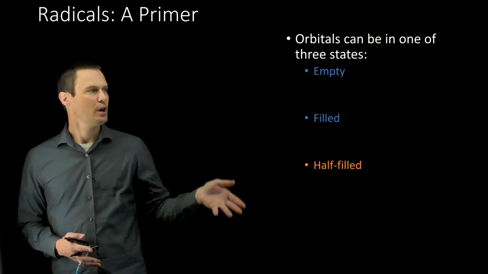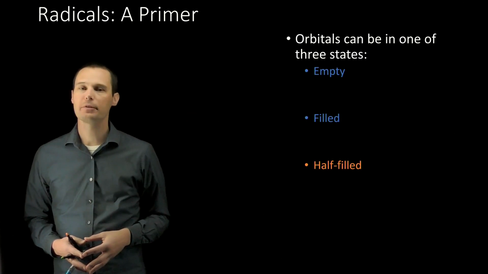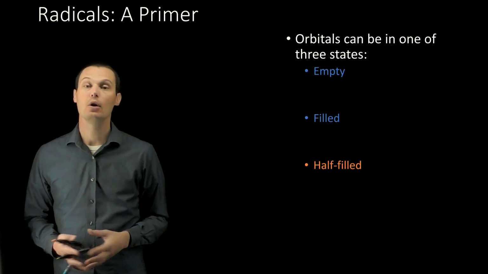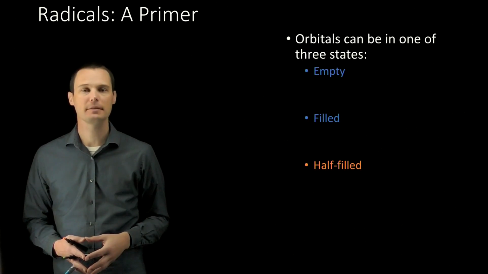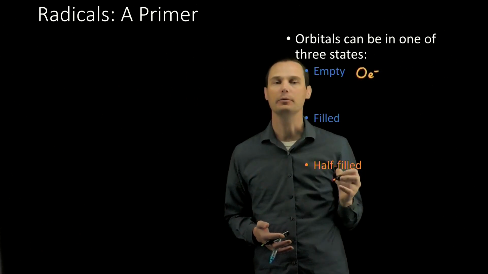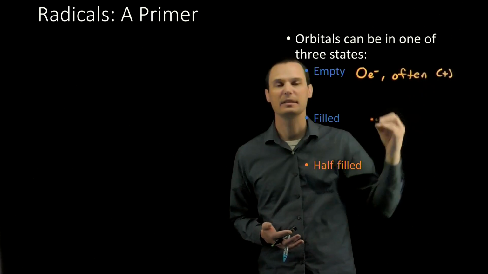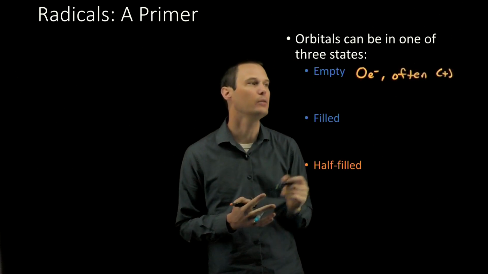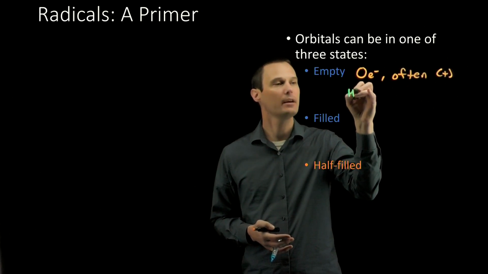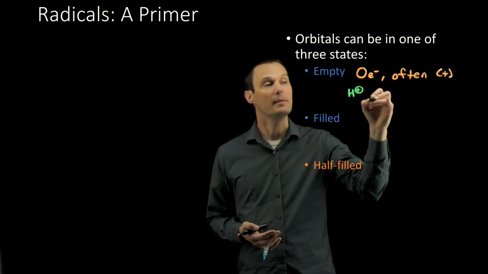To talk about radicals, let's talk about orbitals. Orbitals can be in one of three states. The orbital can be empty, the orbital can be filled with electrons, or the orbital can be half filled with electrons. When an orbital is empty, it has 0 electrons in that orbital and can often be a cation. It doesn't have to be a cation, but it is often a cation if the orbital is empty with 0 electrons. Examples would be the hydrogen cation, what we call the proton, or a methyl cation.